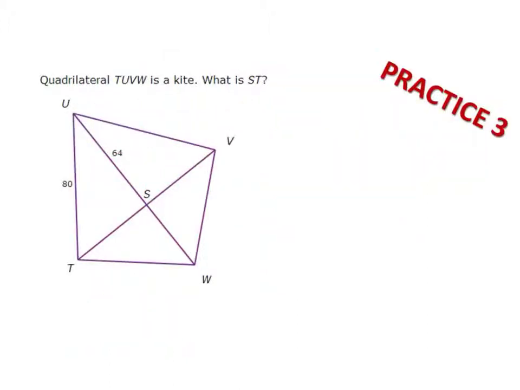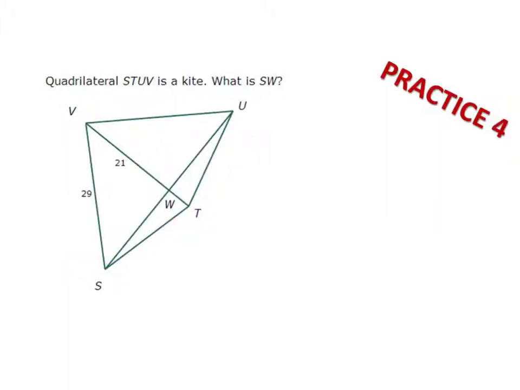Here's your first problem. Quadrilateral TUVW is a kite. What is ST, or the length of ST? And practice problem 4, STUV is a kite. What is the length of SW?